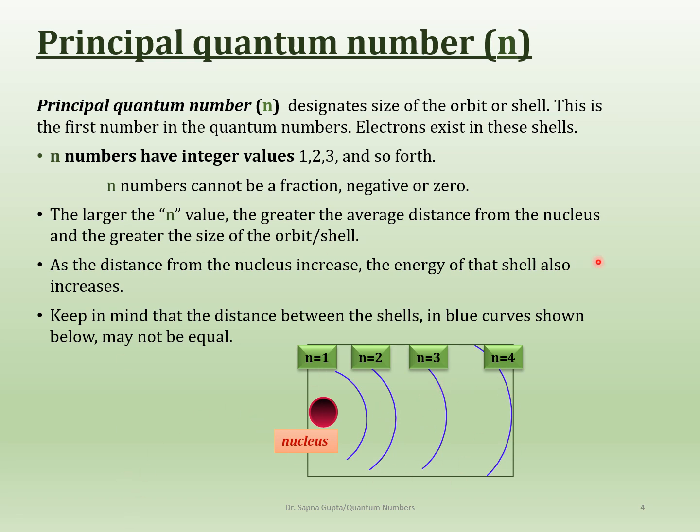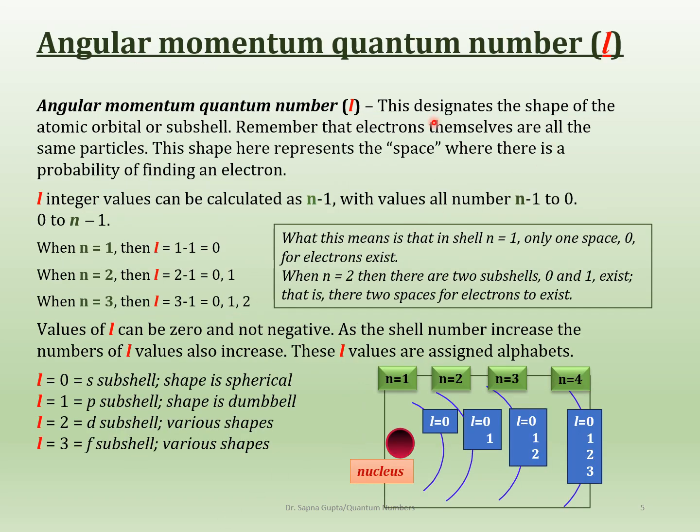So the principal quantum number was the first number. Remember, we have 4 quantum numbers. So this is kind of like the city, and this is the first number that you write. Now we are going to go inside the shell. Remember, we're going from city to road number to house number to the room number. That's how we are going. The second number then is the angular momentum quantum number, or angular number, which is called the L number.